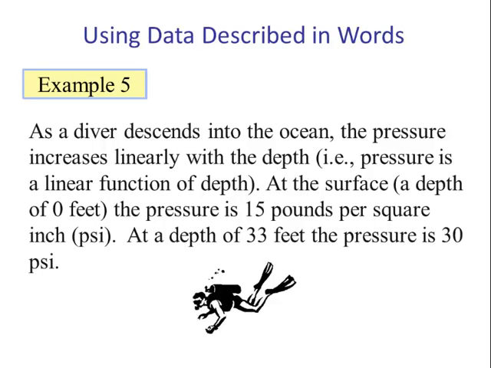Example 5. As a diver descends into the ocean, the pressure increases linearly with the depth, i.e., pressure is a linear function of depth. At the surface, a depth of 0 feet, the pressure is 15 pounds per square inch, psi. At a depth of 33 feet, the pressure is 30 psi.